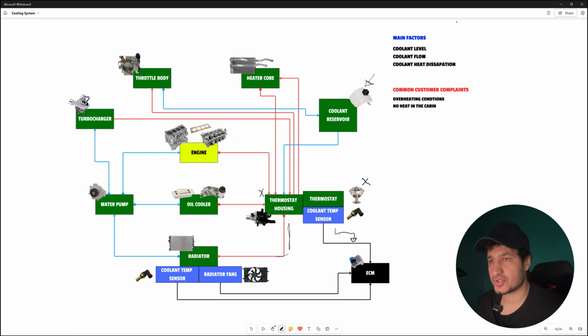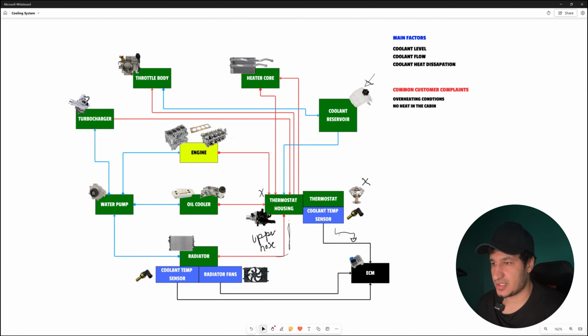So the cold coolant that comes from the reservoir will start heating up in the housing, and then it's going to start moving up here. This is the upper radiator hose. Then it's going to move through the upper radiator hose into the radiator over here, and then it's going to start cooling.